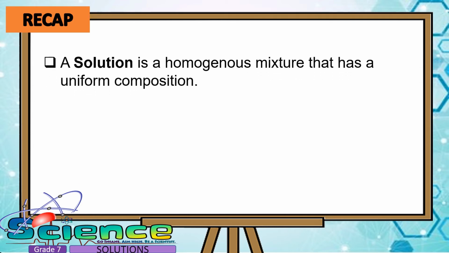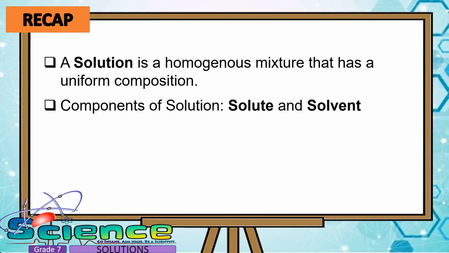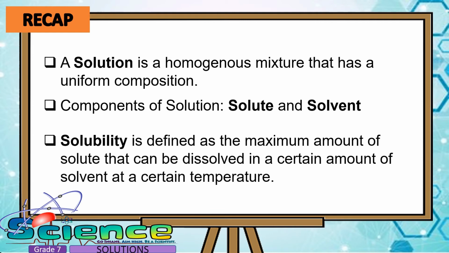This time, let's have a recap. A solution is a homogeneous mixture that has a uniform composition. Components of solution are solute and solvent. Solubility is defined as the maximum amount of solute that can be dissolved in a certain amount of a solvent at a certain temperature.